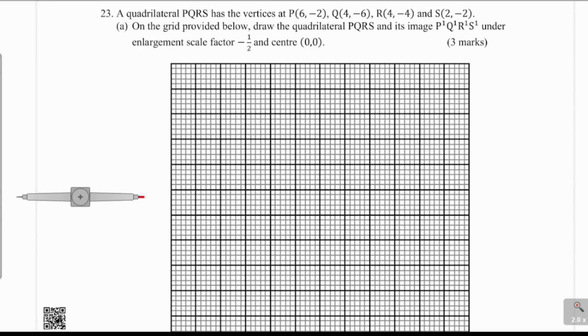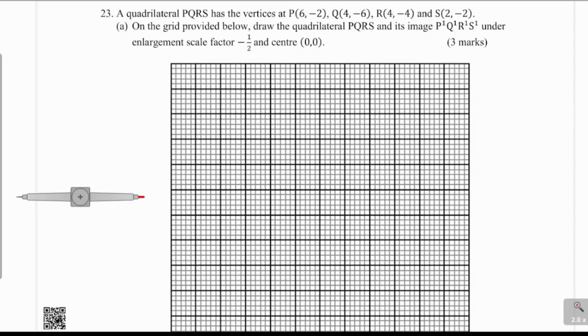A quadrilateral PQRS has vertices at P (6, -2), Q (4, -6), R (4, -4), and S (2, -2). Part A of the question: on the grid provided, draw the quadrilateral PQRS and its image P1, Q1, R1, S1 under the enlargement scale factor -1/2 and center (0, 0). So this is the first part.